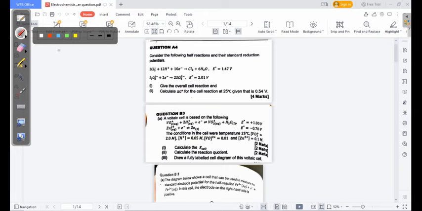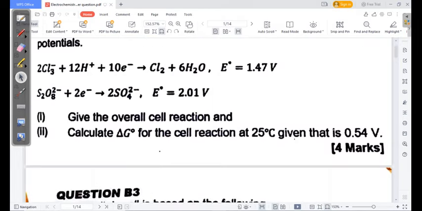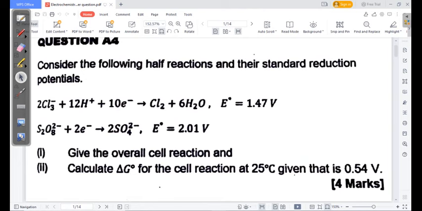If you look at question 1, I believe you are able to see clearly what struggles. This is last year's paper. Consider the half reactions and their reduction potentials. So we've been given the reduction potentials. Now, quickly, looking at the way these reactions are written, what do you think? Are these reduction reactions, or oxidation, or both?